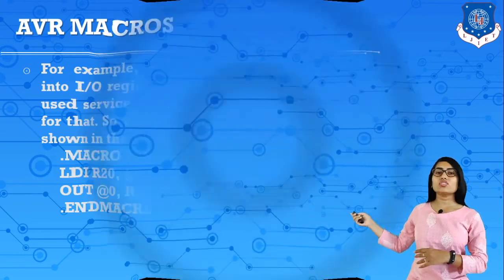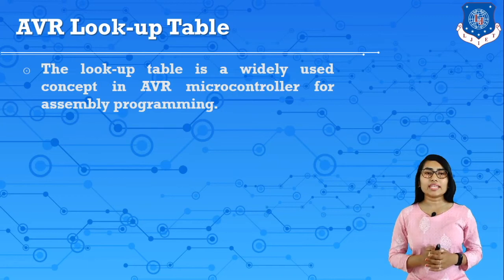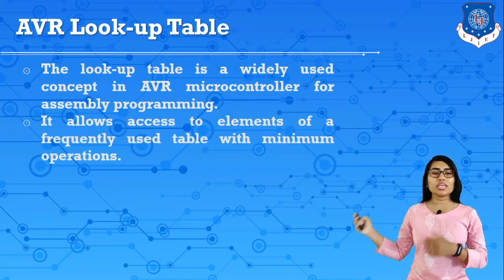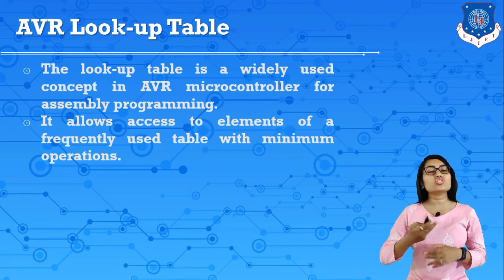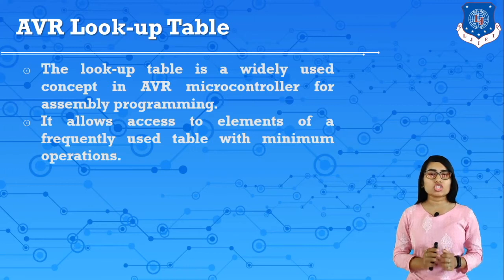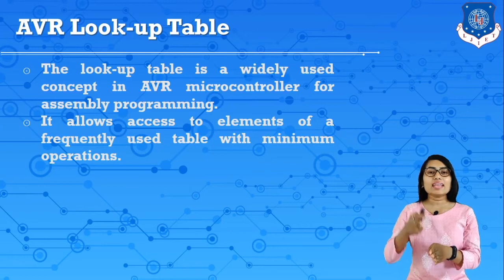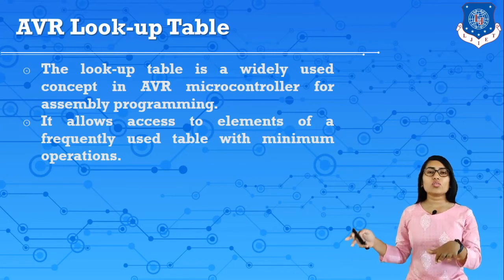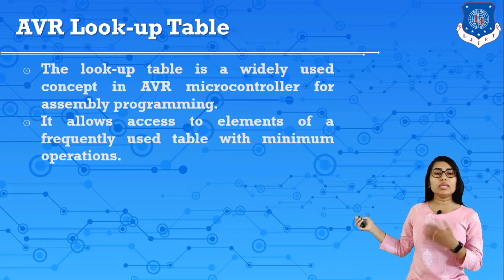Now next we have the lookup table. AVR lookup tables are a widely used concept in AVR microcontroller assembly programming. It allows access to elements of a frequently used table with minimum operations. So in a lookup table there are notations and required values, and it contains the table. Whenever any value is required, we can access it from the table with minimum operations.